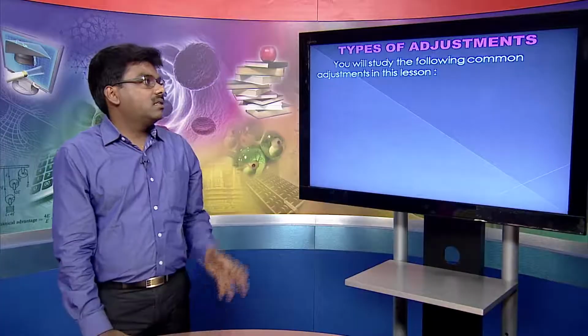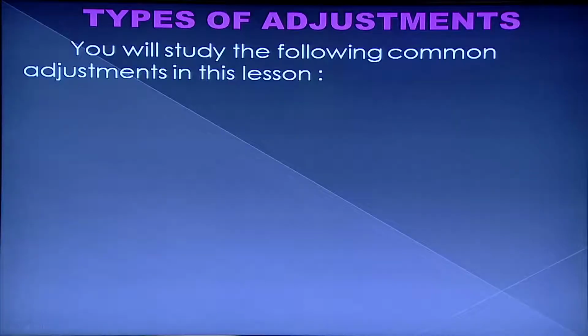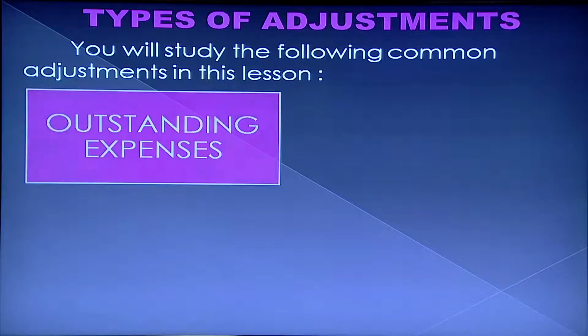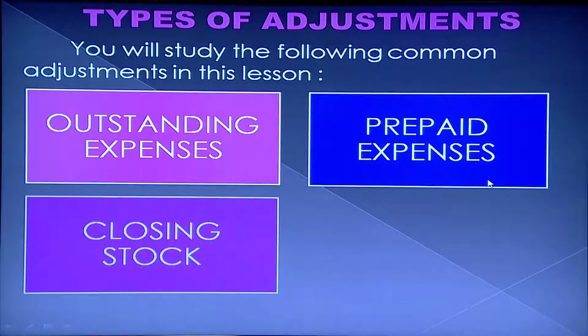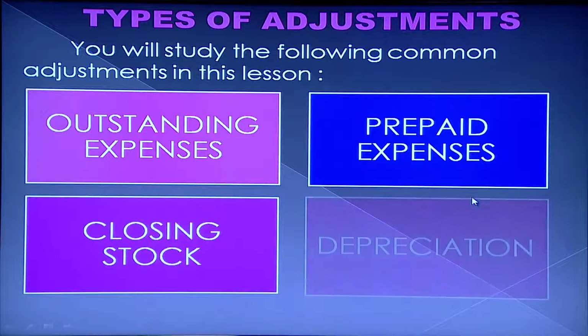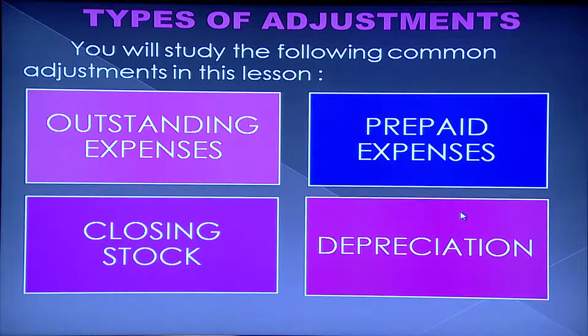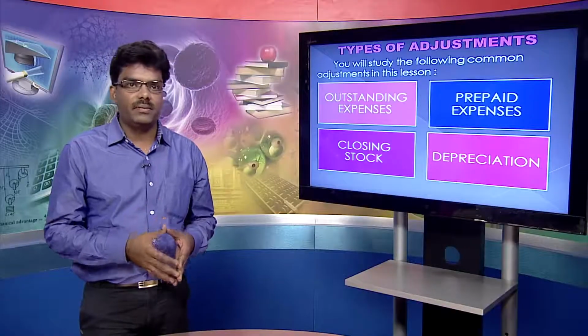The next is types of adjustments. Dear learners, you will study the following common adjustments in this lesson. First adjustment is outstanding expenses. Second adjustment is prepaid expenses. Third adjustment is closing stock, and fourth adjustment is depreciation. Only these 4 adjustments you have to study in this chapter.